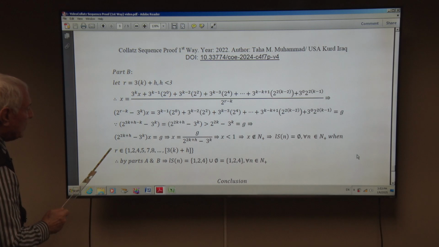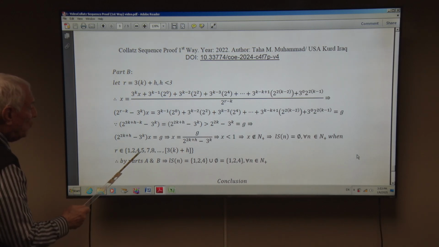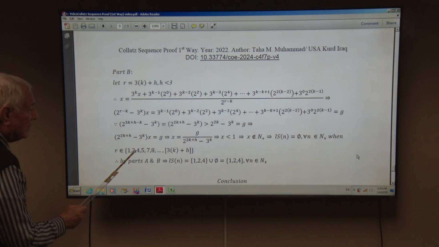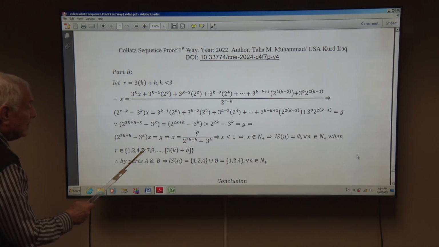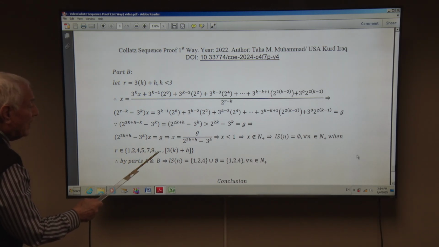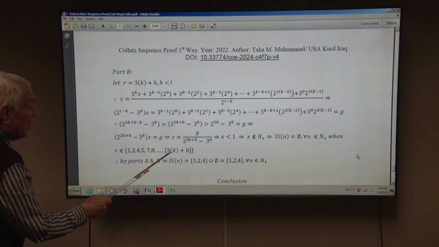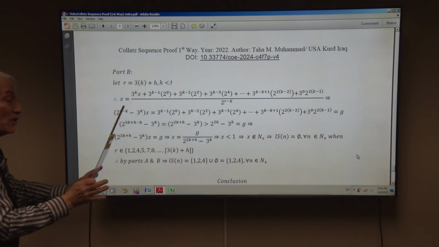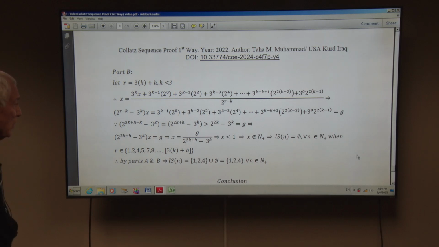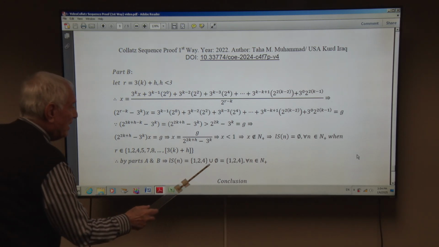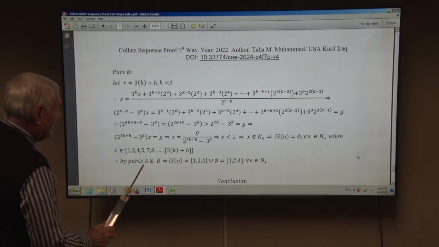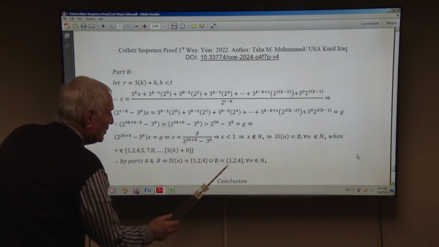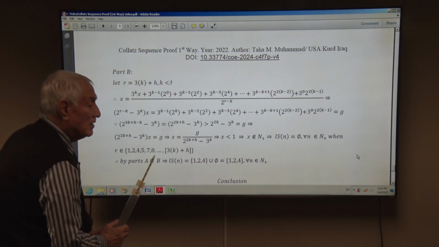Okay, nothing. For what kind of R? 1, 2, 4, 5. See, I didn't tell 3 here. I didn't tell 6. After 8, I am not going to tell 9. No. This kind, 3K plus 1 or 2, those have no loop. The loop is empty. The union of parts A and B will be just this union, which is 1 to 4.